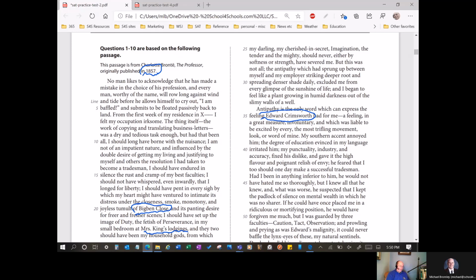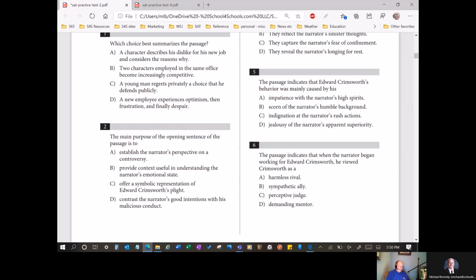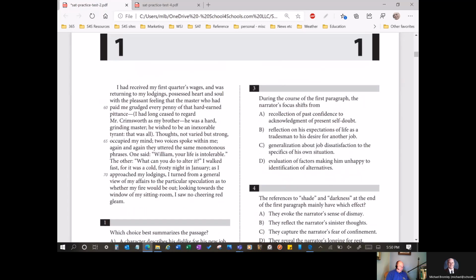But in any case, 1857 is before the American Civil War. It's during industrialization. So we want to think in terms of what the impact is on the social change being represented in this passage. In this case, it's about a young professional as he's joining the professional class, and it describes his relationship with his employer. So that's really the historical knowledge you can bring into this one. There's not too much else we can do with it, but it's good to know the time period and what's going on. We're dealing with change in the workplace here.